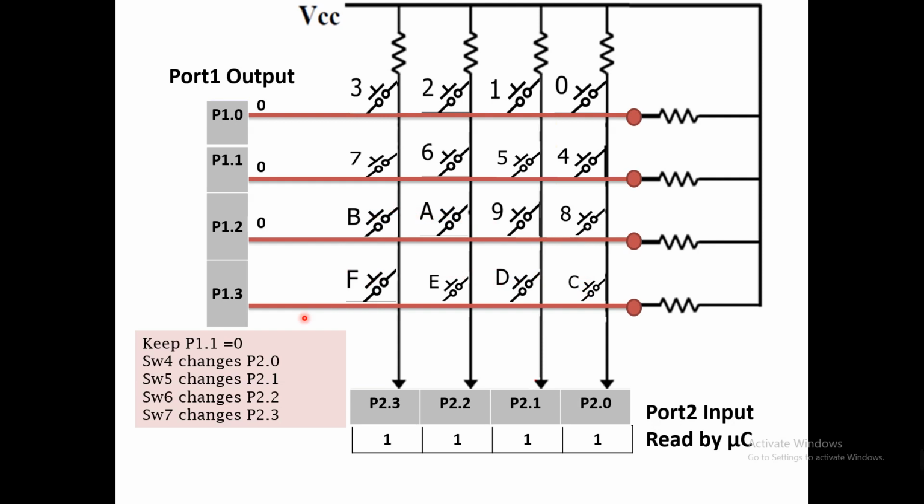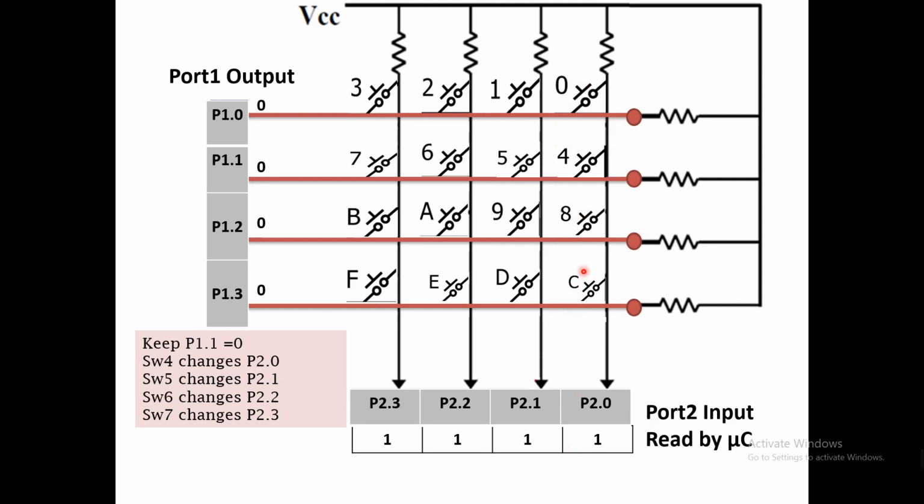And what we are doing, we are also making all these rows set to 0. So what will happen? Let's take this example. If switch 0 is pressed, this will become 0. If this is pressed, this one again will become 0. If switch 8 is pressed, P2.0 will become 0.